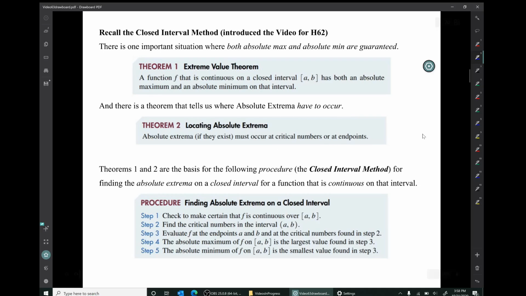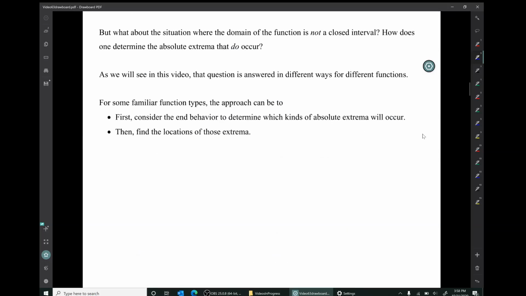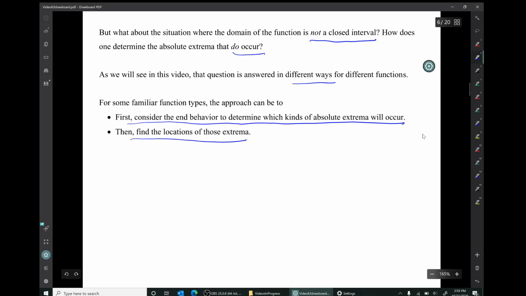So in the previous video, we discussed what's called the closed interval method for finding the absolute extrema on a closed interval for a function that's continuous on that interval. It was this procedure. But what about the situation where the domain of the function is not a closed interval? How do you determine the absolute extrema that do occur? Well, as we'll see in this video, that question is answered in different ways for different functions. For some familiar function types, the approach can be to first consider the end behavior to determine what kinds of absolute extrema will occur, and then find the locations of the extrema that you do know are going to exist.